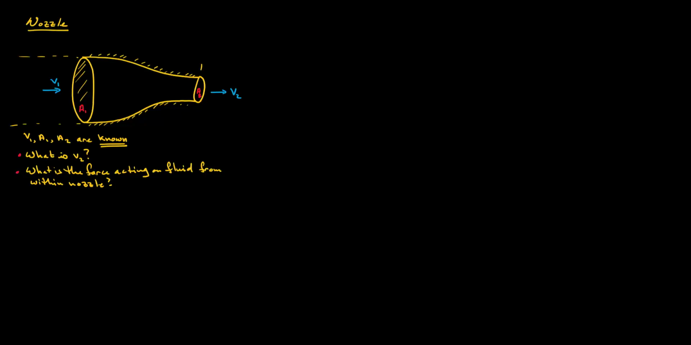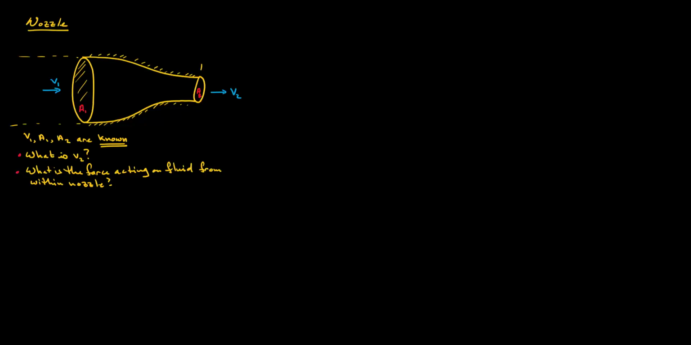All right. So in this problem, V1, A1, and A2 are known. And what we seek to find is an expression for V2, the velocity at point 2, given that we have a contraction from A1 to A2. And also, what is the force acting on the fluid from within the nozzle? These could be viscous forces, pressure forces, etc. What we're looking for is the net force, essentially.